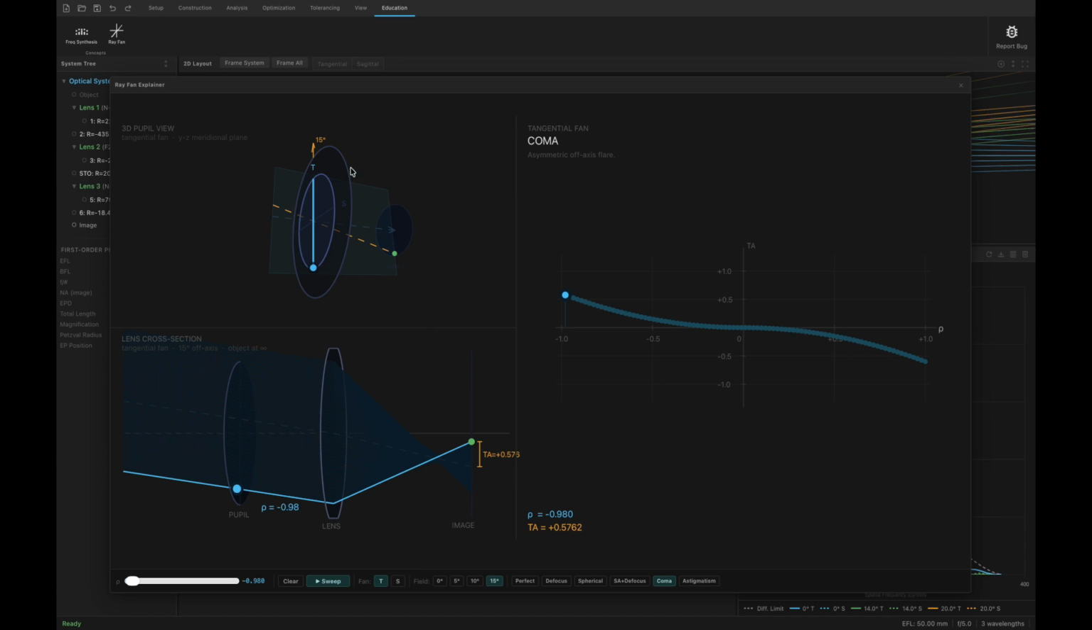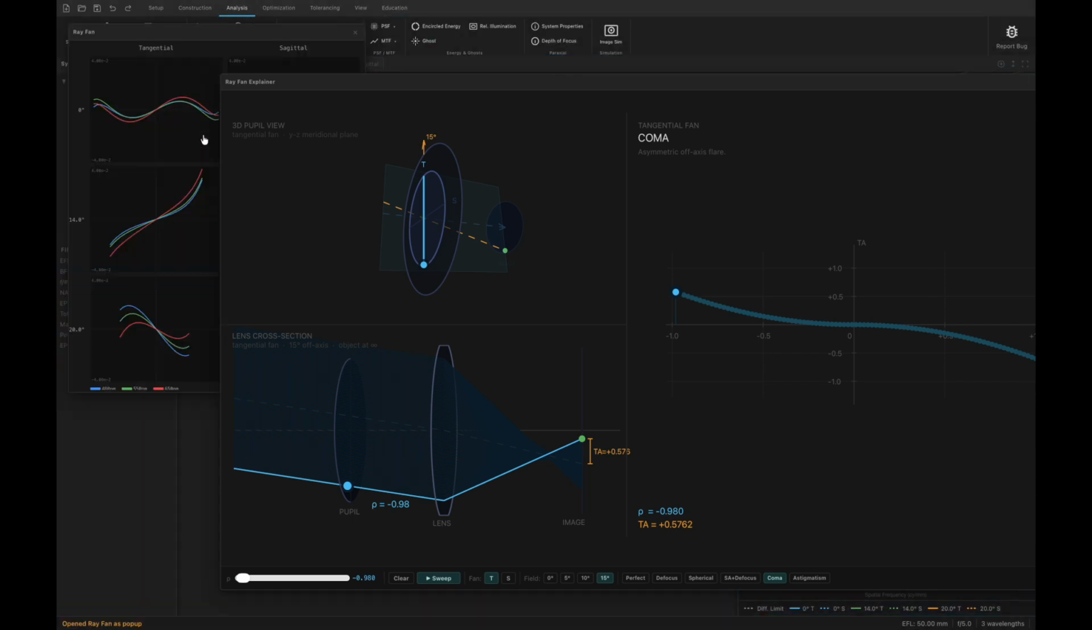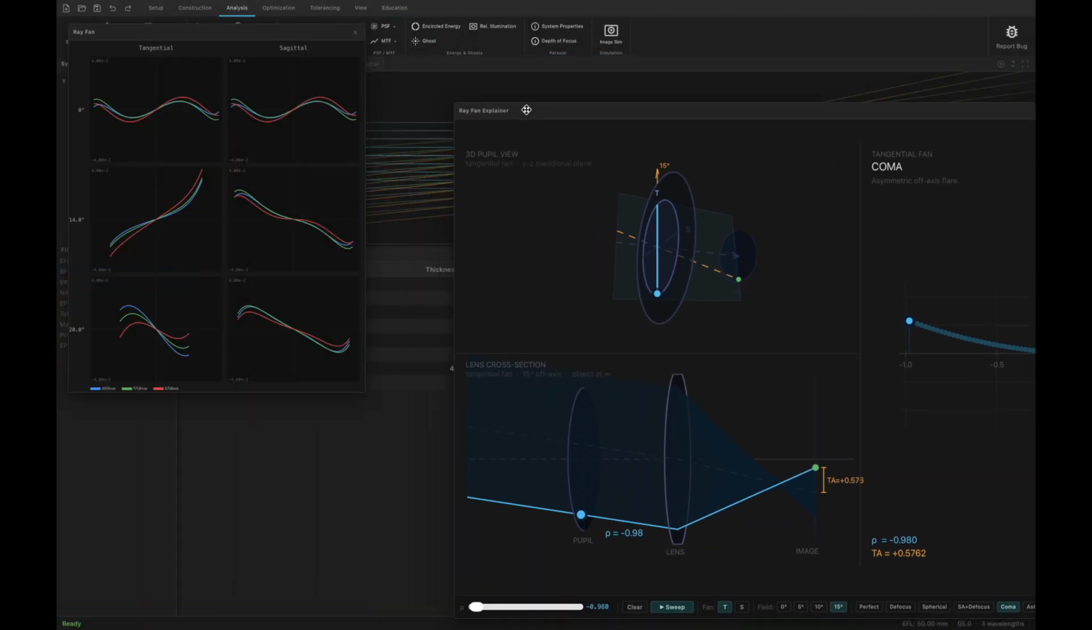Now we'll move our attention up to this graph here. And this is basically a 3D view of the difference between tangential and sagittal ray fans. So if we open up an actual ray fan, you can see that we have two columns, tangential and sagittal. So what's the difference between these columns?